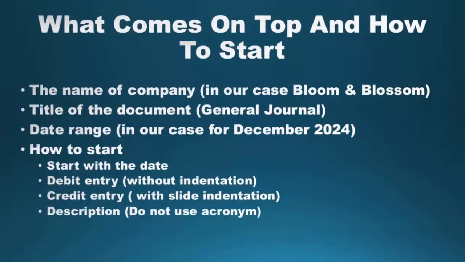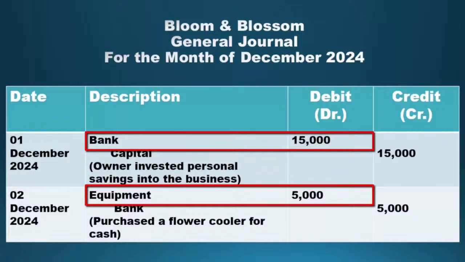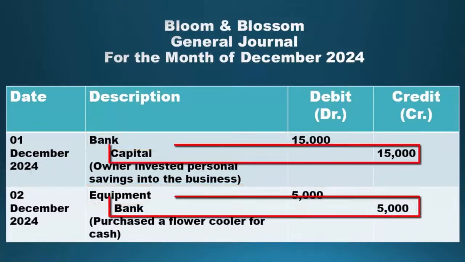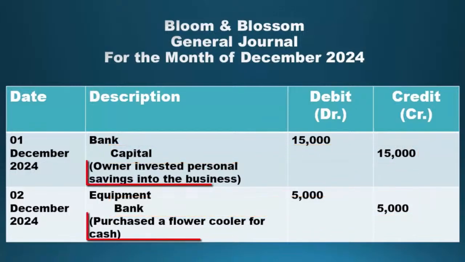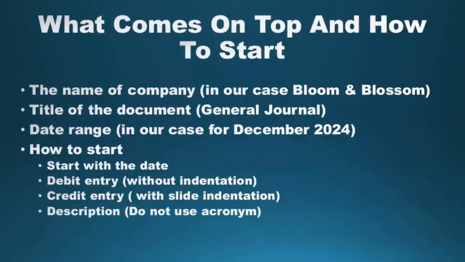How to record transactions in the journal. 1. Start with the date. Write the date of the transaction in the first column. 2. Debit entry. Record the account to be debited on the first line without indentation, followed by the amount in the debit column. 3. Credit entry. On the second line, indent slightly and record the account to be credited, followed by the amount in the credit column. 4. Description. Below the debit and credit entries, write a short explanation of the transaction, like capital invested by owner or paid for flower cooler. This format ensures clarity, keeps everything balanced, and makes it easy to review later.